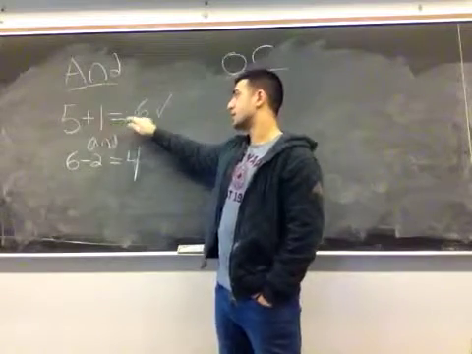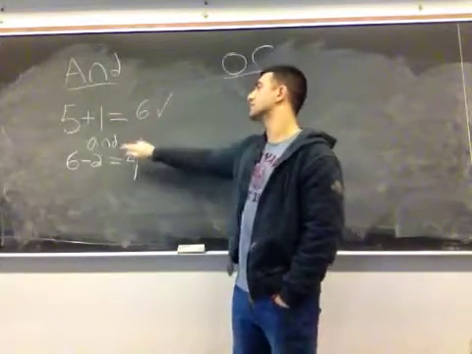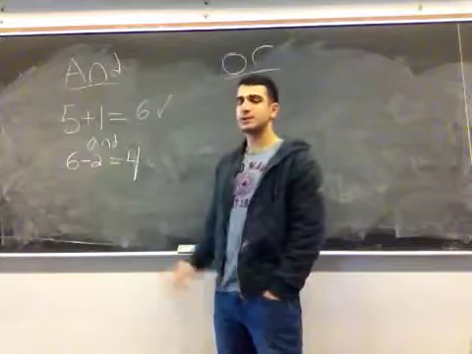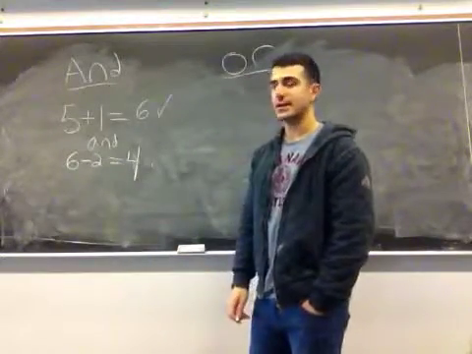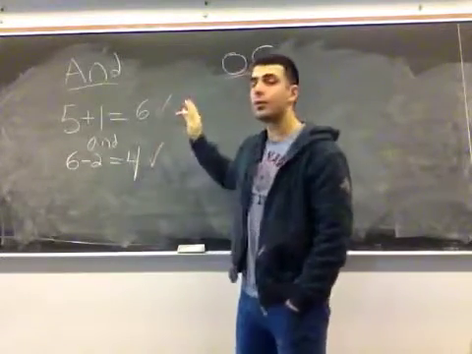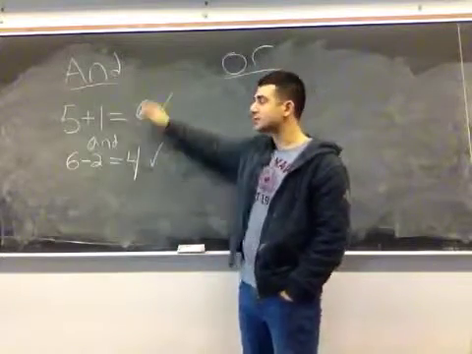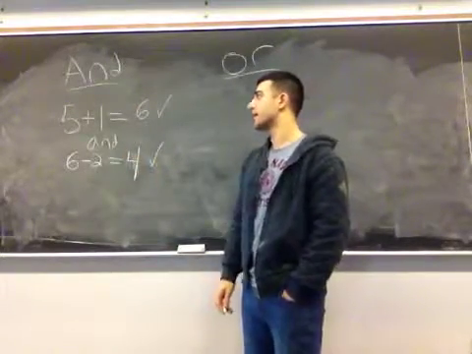So 5 plus 1 is equal to 6. That's true. And 6 minus 2 is equal to 4. Is that true? Yeah, it is. So this whole thing is true now. This whole sentence is true.